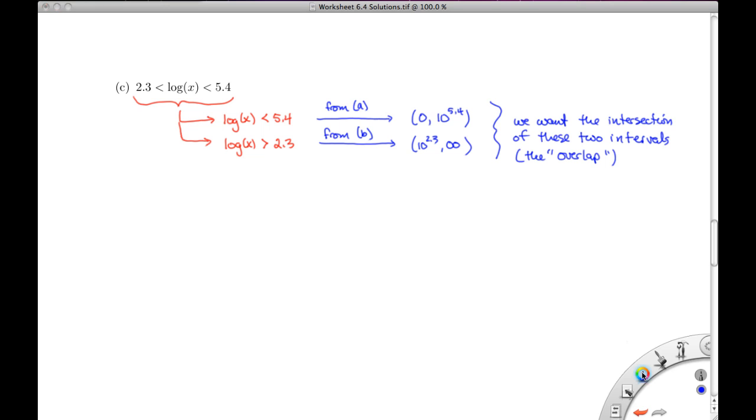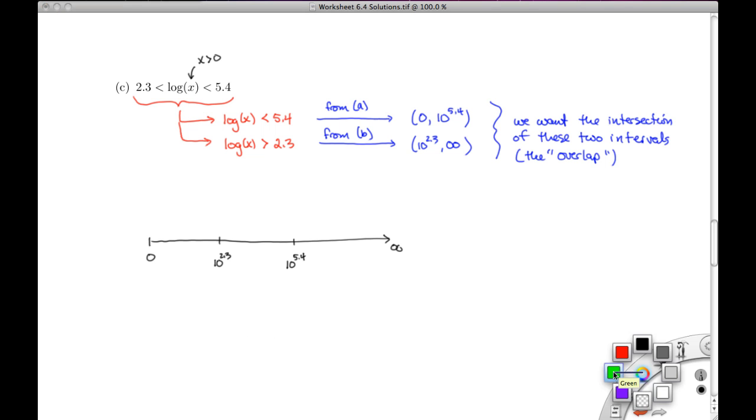All right, so let's go ahead and see what we mean by this. If we were to draw out the real number line, first of all, we know that we're kind of stuck at 0, and we're going off to positive infinity again, because we look at our function log of x, and our x values can only be greater than 0, so we just ignore the other side of the real number line here. Now let's go ahead and plop down our two intervals. So we've got a couple points here. We've got 10 to the power of 2.3, and then a little further down the line we've got 10 to the power of 5.4.